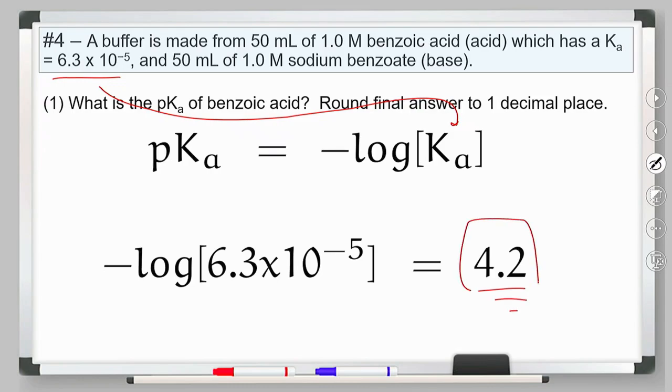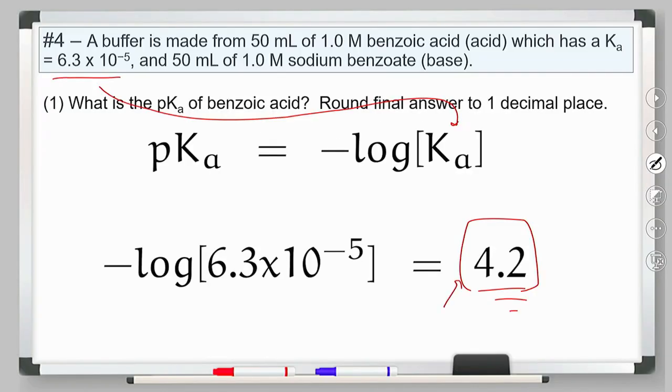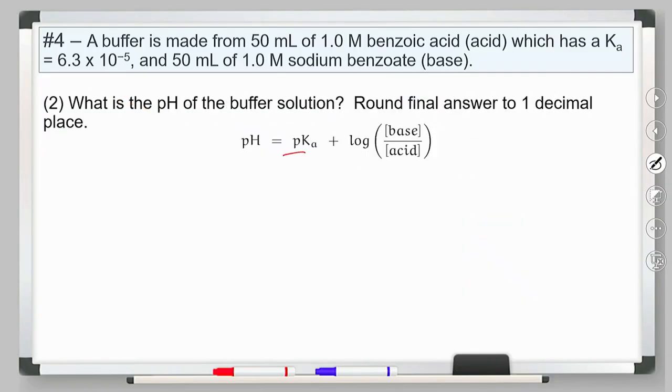Now that we know the actual pKa value, we can use our Henderson-Hasselbalch formula that says the pH of a system is going to be the pKa of the acid plus the log base 10 of the concentration of the base divided by the concentration of the acid. So in this question, what is the pH of this solution? Knowing that we just calculated a pKa of 4.2, so we have that value now, and we give concentrations of both the acid and the base.